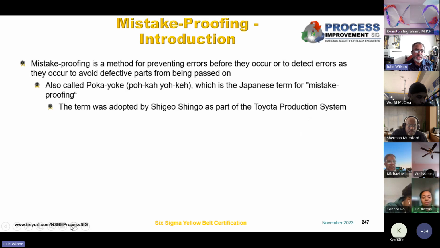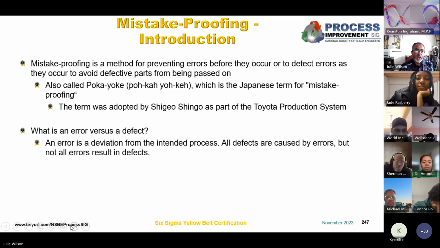Mistake proofing is basically preventing errors before they occur. It's like taking out, in some cases, the human element to prevent mistakes. In Japan, it's called poka-yoke, which is a Japanese term for mistake proofing.